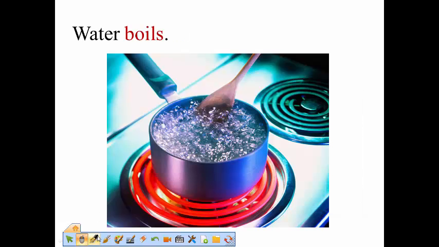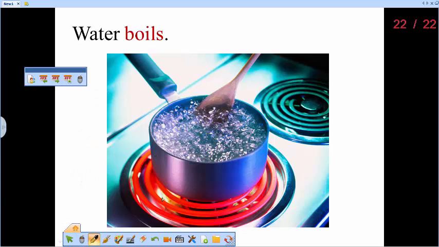Boiling, in order to boil, you must take heat energy into the liquid water to go from the liquid to the gas state. That would be an endothermic process.